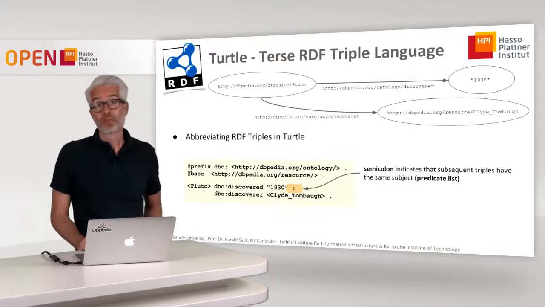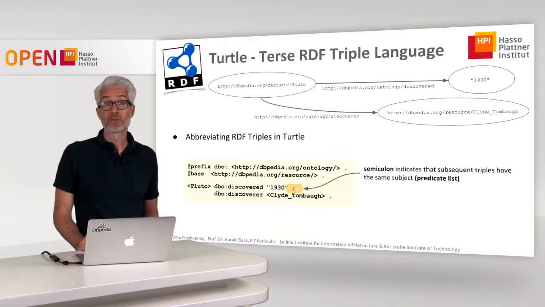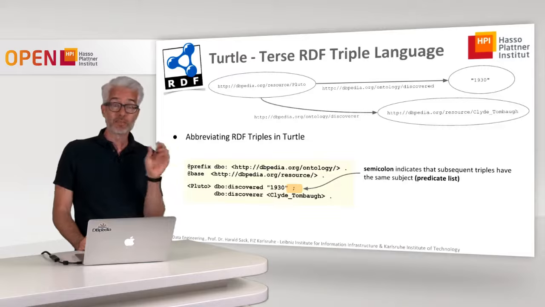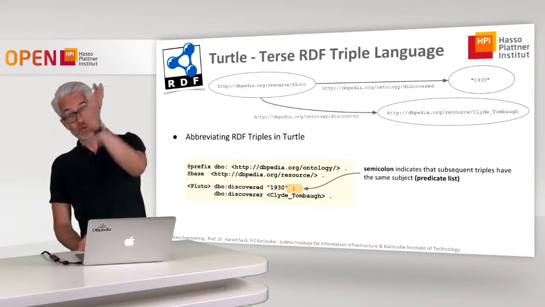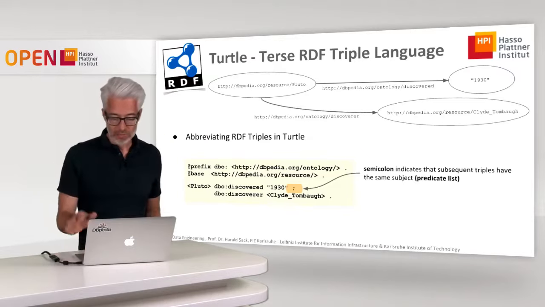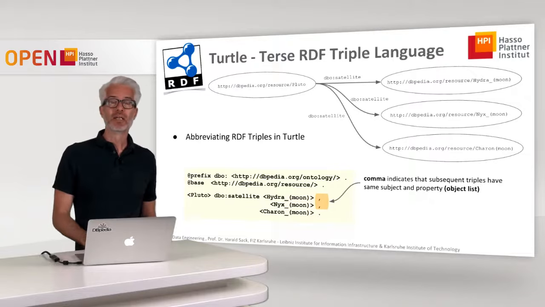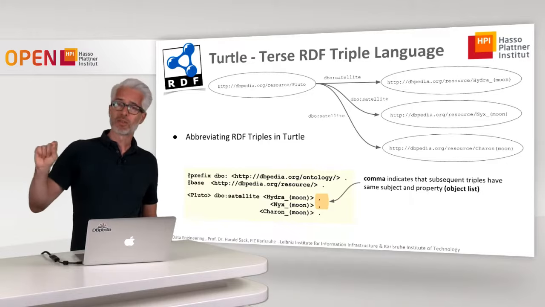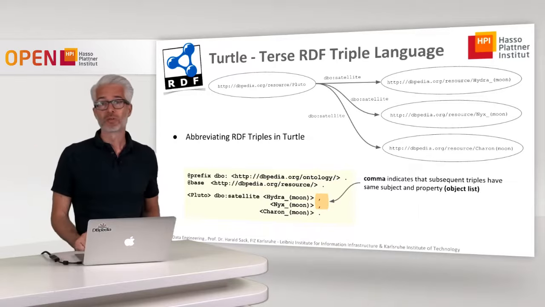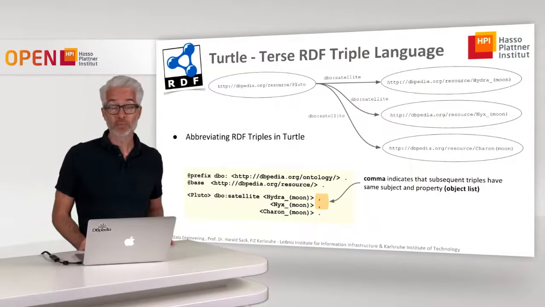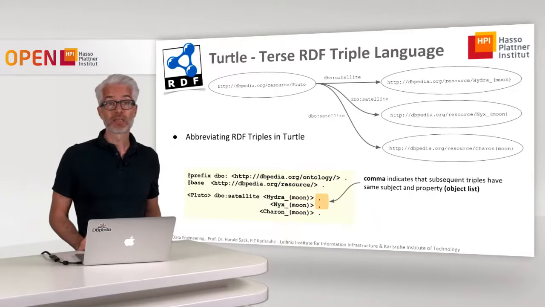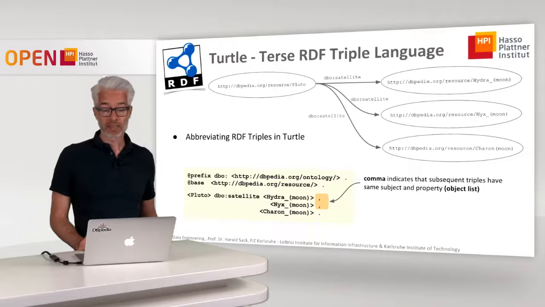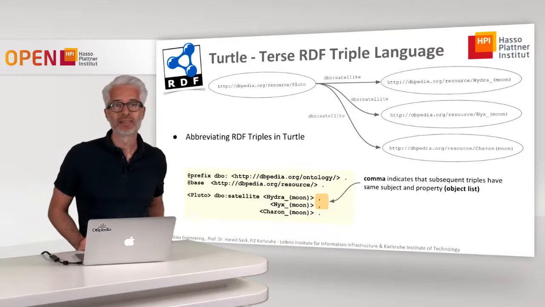So you could probably also imagine that you do not want simply to repeat the subject, but you have the same subject, the same predicate, and then different objects. Therefore, RDF also provides something interesting. If you use a comma behind a triple instead of a period or a semicolon, this indicates that subsequent triples have the very same subject and property. So you provide a so-called property list. And here we see, for example, that Pluto has 3 satellites, which are called Hydra, Nix, and Charon.